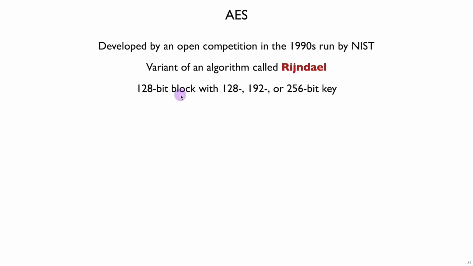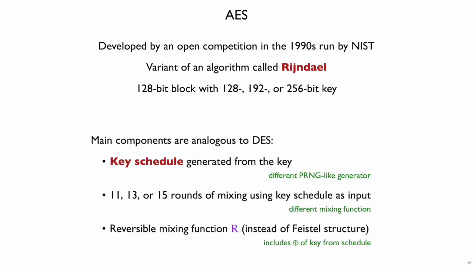AES has a 128-bit block with 128, 192, or 256-bit keys, but even now it's mostly used with 128-bit keys. Internally, AES has some of the same structure as DES. There is a key schedule that's generated from the key, but in the case of AES, there are only 11, 13, or 15 elements in the key schedule, depending on whether you have a 128, 192, or 256-bit key. No matter how big the key is, each element of the key schedule is going to be 128 bits.